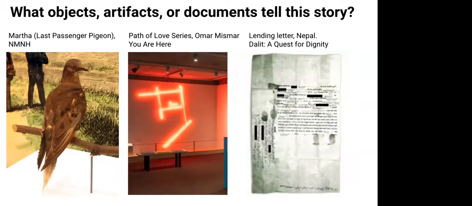And last but not least, or not second to last but not least, this is the real museum-y part of the talk: objects, artifacts, or documents and how they're used to tell a story. I have a couple of examples of objects that are really powerful and help people engage with the story in a meaningful way. So Martha, the last passenger pigeon, at the National Museum of Natural History, is obviously a powerful object that tells a story about extinction. When I was working on maps, an important idea that I really wanted to express is that maps can be a tool for personal expression.